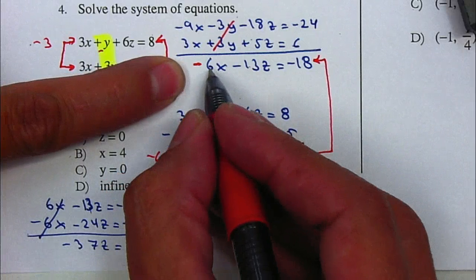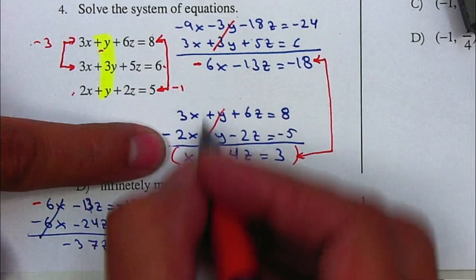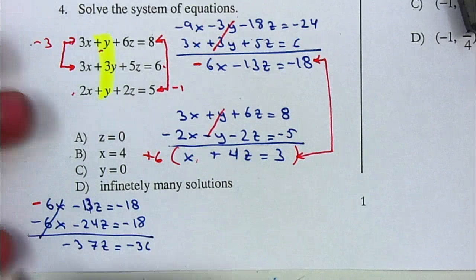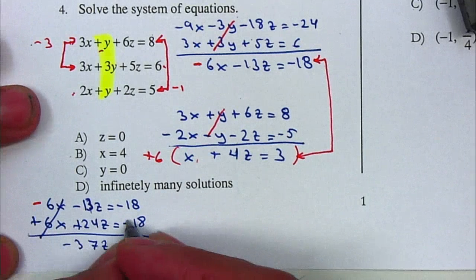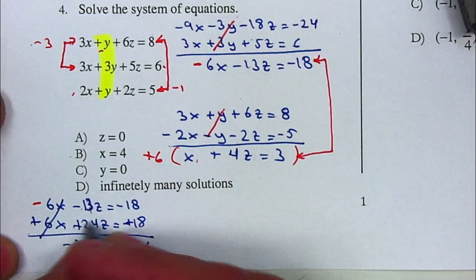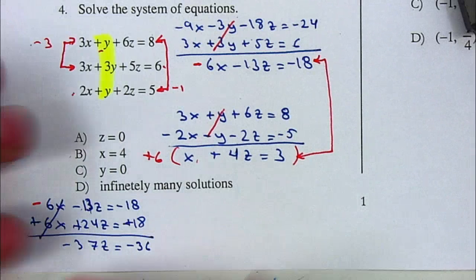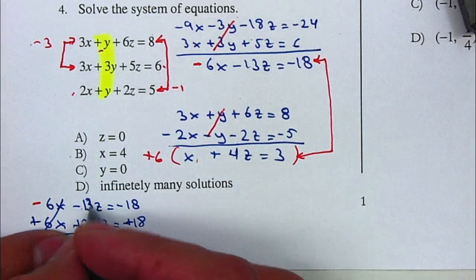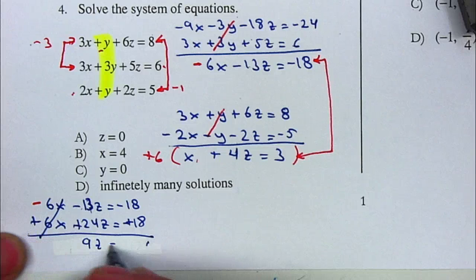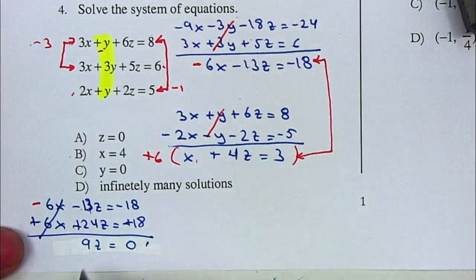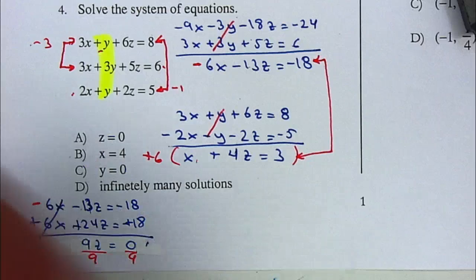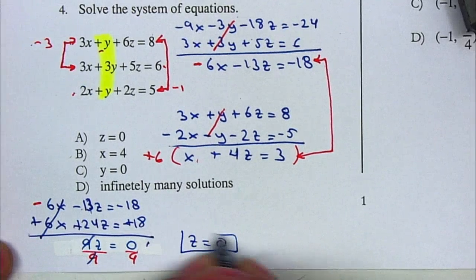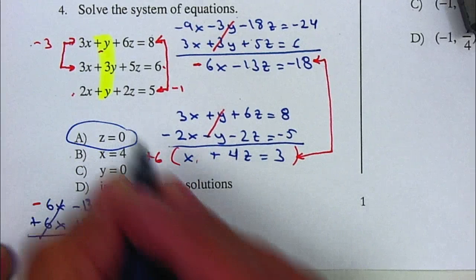So let's see. That one stays the same, so it's a negative. But now I just need to multiply by 6, not by -6. So therefore we have a positive, and a positive. So therefore, if I fix this, that will give me a 9z is equal to 0. So I'm going to divide by 9 on both sides. The 9's cancel, so therefore z is equal to 0. So therefore my answer is A.